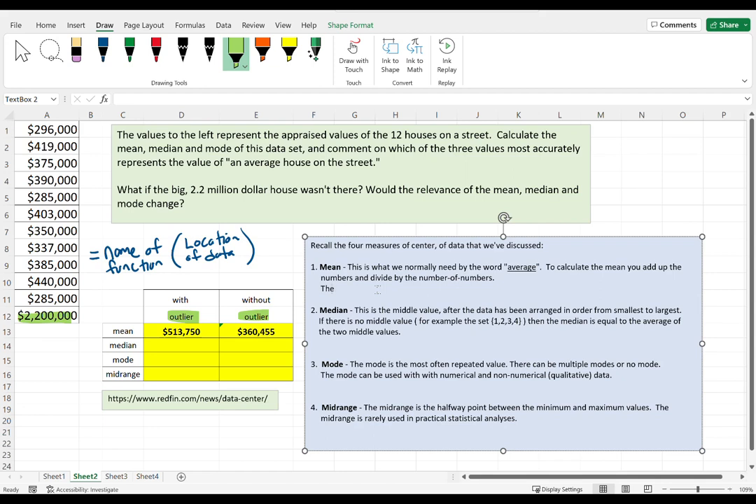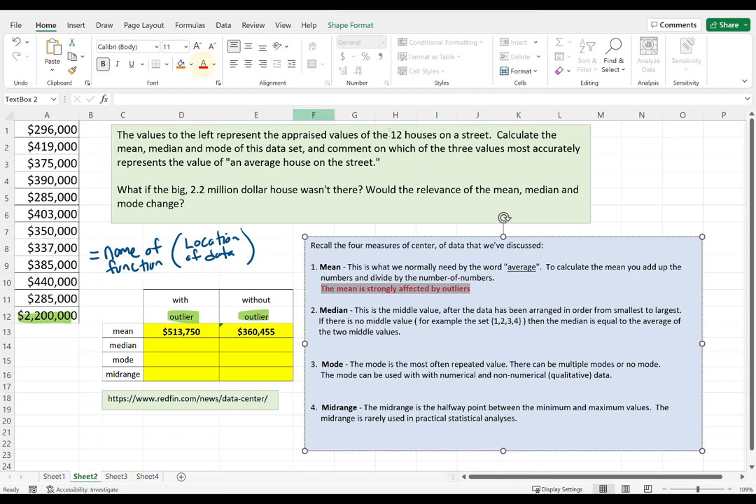Okay, so we say the mean, and I'll type it in here under the definition, the mean is strongly affected by outliers. And let's make that bold, and maybe we'll make it red. All right, so the mean is strongly affected by outliers. You see, with and without this outlying value, it's a shift of $150,000. So the average price of all 12 is not very representative of the entire set.